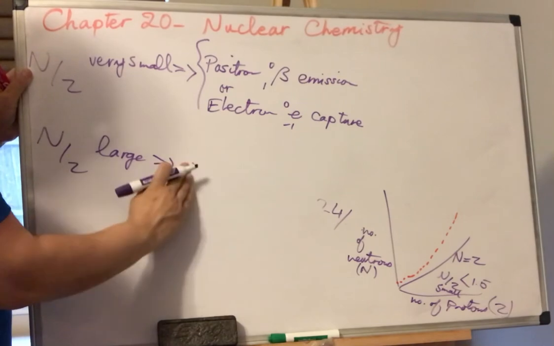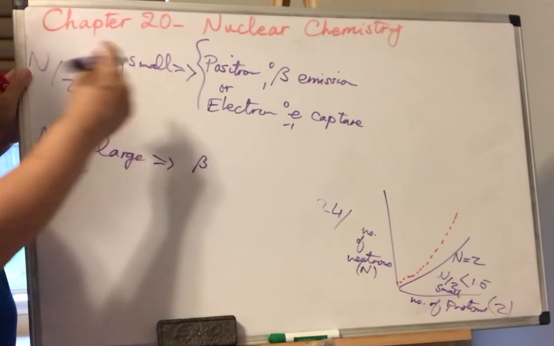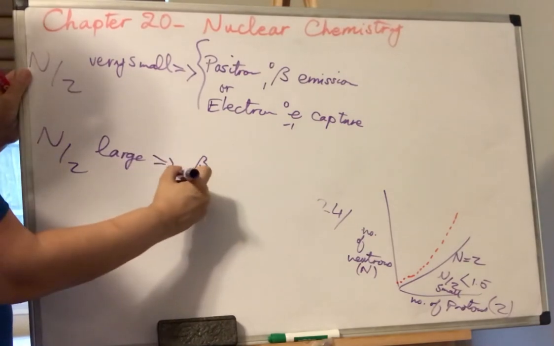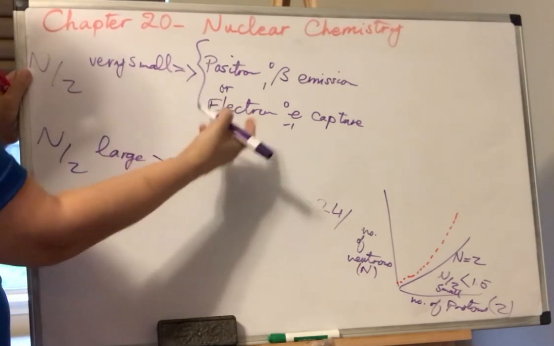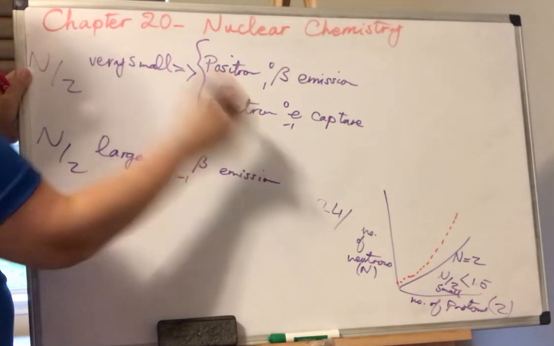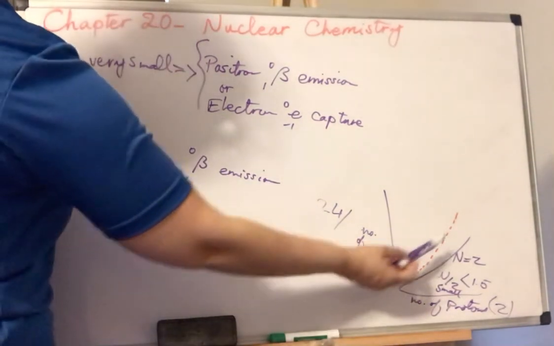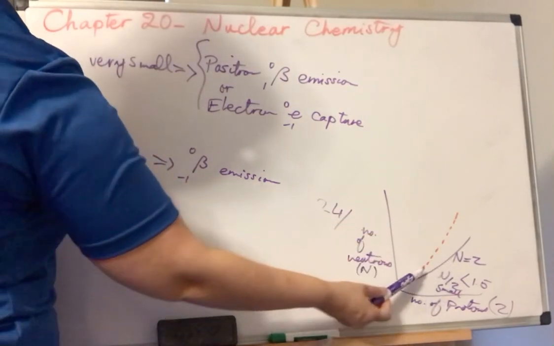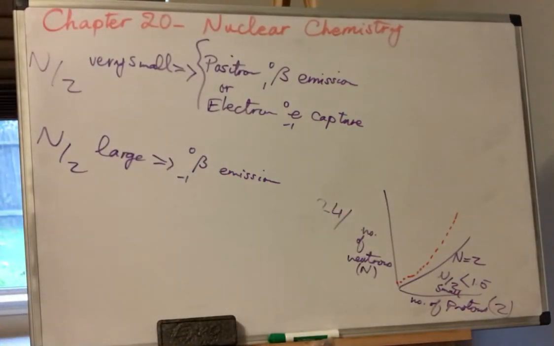Beta emission, what was the beta emission? Right, electron or beta emission. Okay, so keep these in mind. Some atoms are around this stability band, but the rest of them are not. They start getting farther from the stability band.